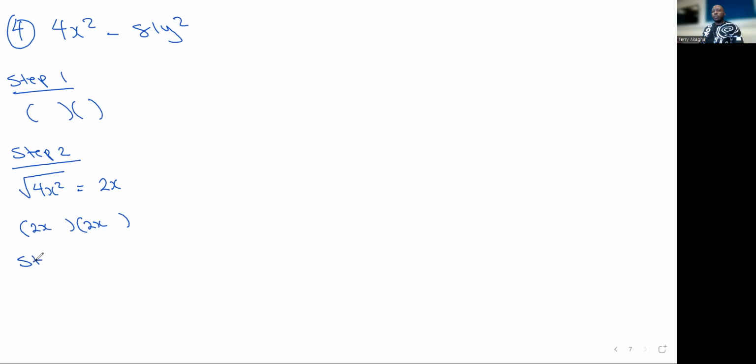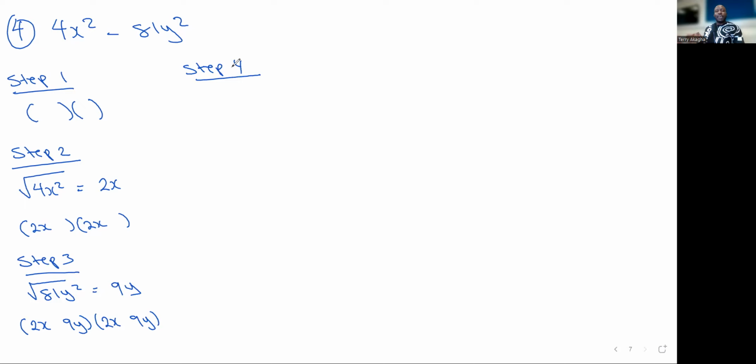Step 3, then we'll do the same thing for 81, the square root of 81y squared, and that will give us what? 9y, okay? Then you put it into the bracket, so it's going to be 2x, 9y, and you have 2x, 9y. Step 4, you then have to add a positive and negative sign. Okay, so it's going to be 2x plus 9y, and you have 2x minus 9y.